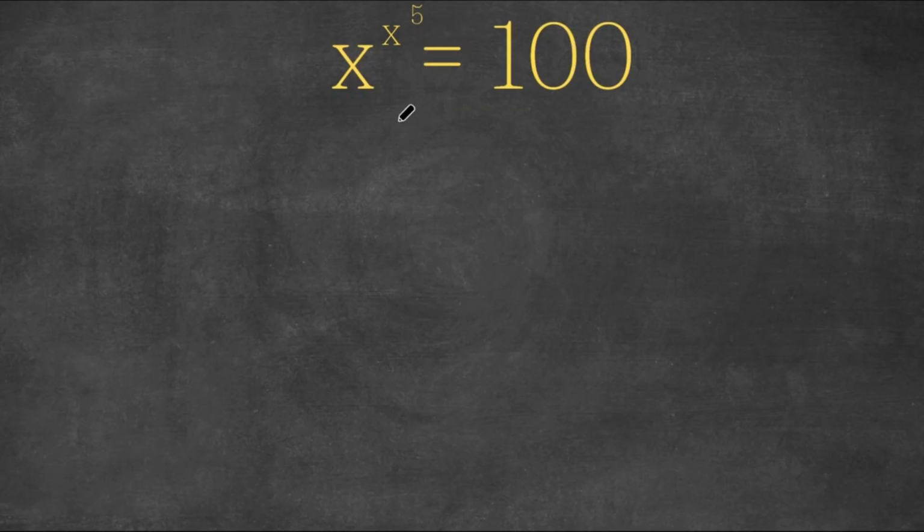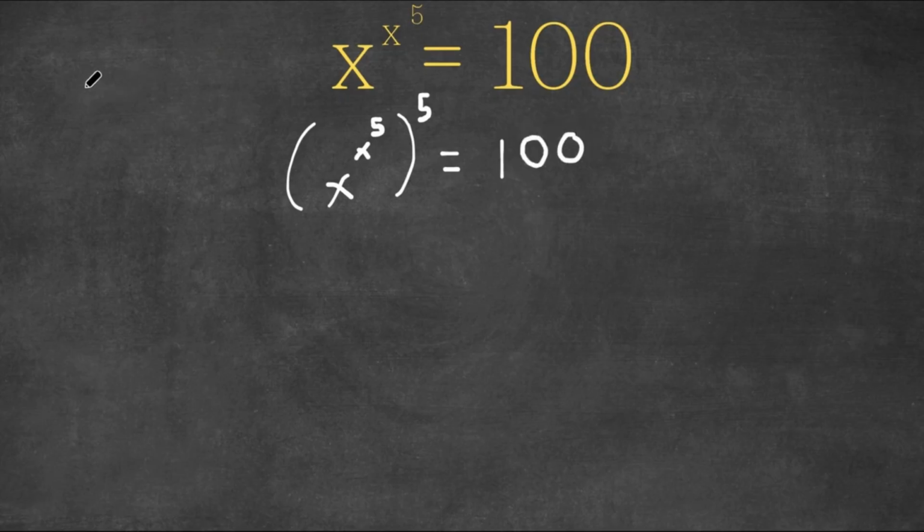In today's video, I'm going to be teaching you guys how to solve this exponential equation. So we have x to the power of x to the power of 5 equals 100. Now, what I'm first going to do is I'm going to take the power of 5 on both sides. So we have x to the power of x to the power of 5, to the power of 5, and this is equal to 100.